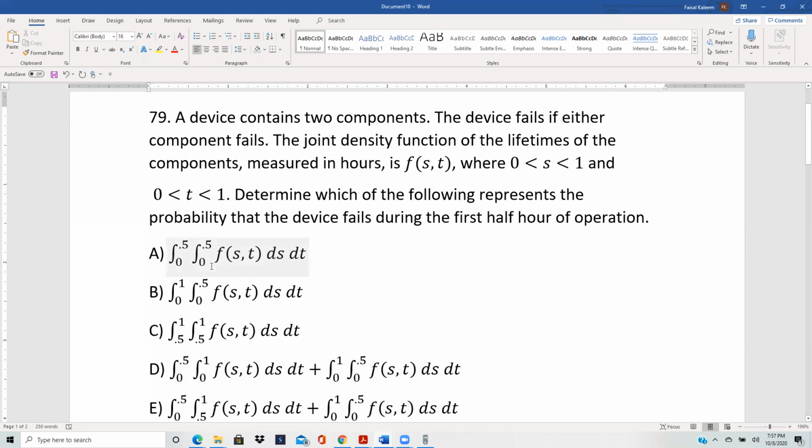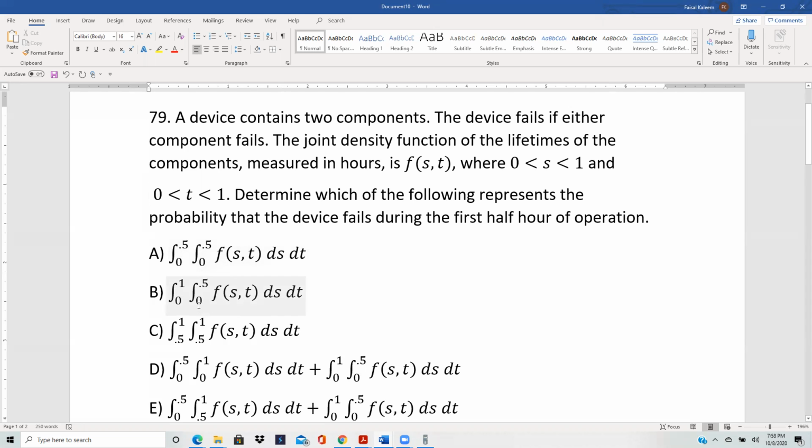Now, the quick way to do this is to look at the answers. So we know that we are looking for one fails or both fail, or first fails or second fails or both fail. So let's see what these answer choices represent. A says that both of them fail during the first half hour because both go from 0 to 0.5. So that's not what we're looking for, because both fail is just one way in which the device can fail. We know that the device will fail if one fails, first fails, second fails, or both fail. So this is just part of the equation.